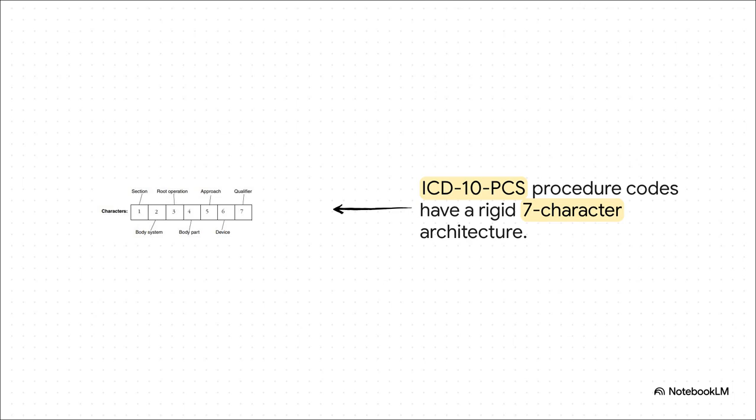Now, for the procedural side of the coin, we use ICD-10-PCS. While CM is for diagnoses, PCS is strictly for inpatient procedures. And man, look at that rigid 7-character architecture. Each position has up to 34 possible values, and they all have to be filled in. The first character is the section, second is the body system, third is the root operation, think excision or bypass, and that's followed by the body part, the approach, the device used, and finally a qualifier. It is incredibly precise. If a surgeon forgets to document whether an approach was, say, open or percutaneous endoscopic, the coder literally cannot build a valid code.